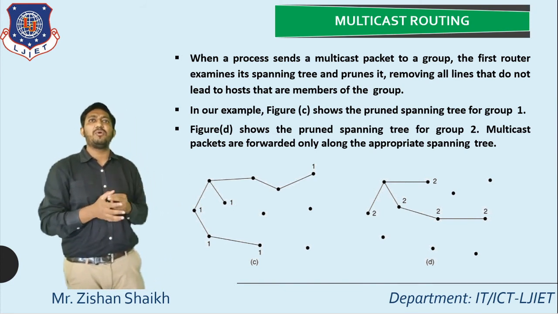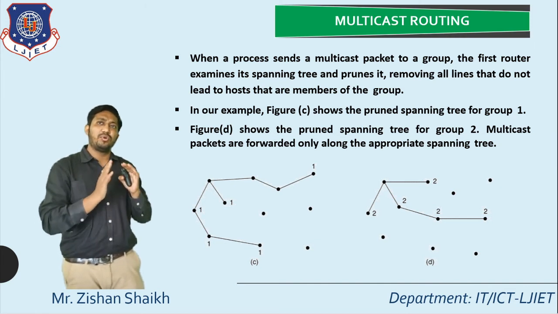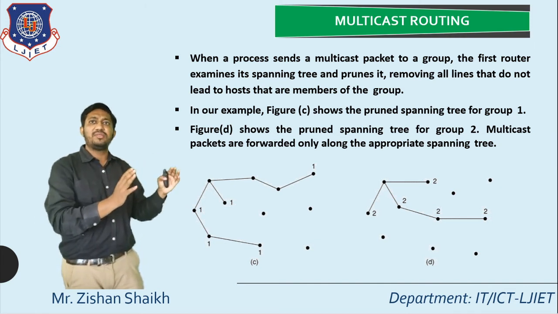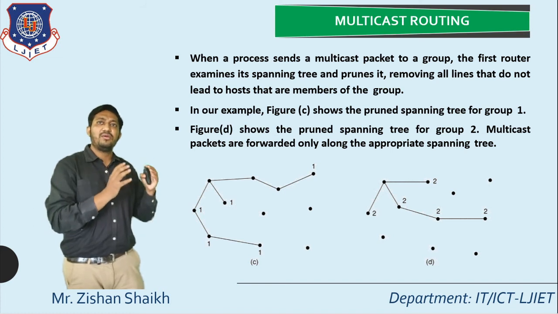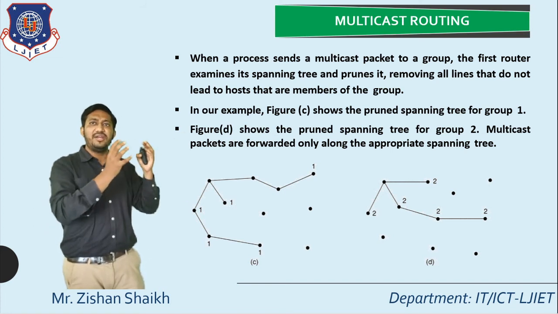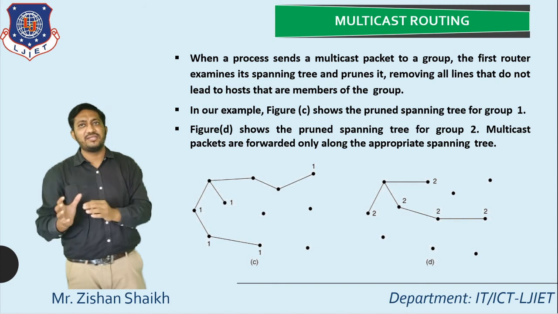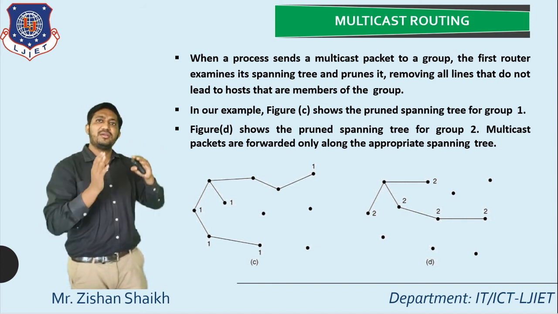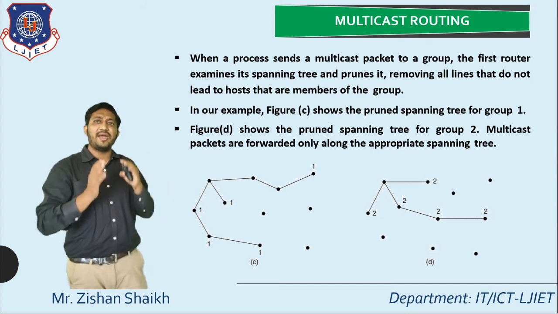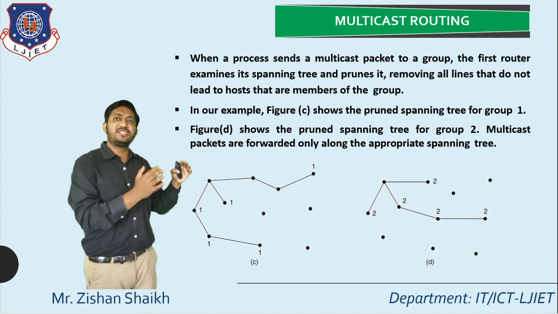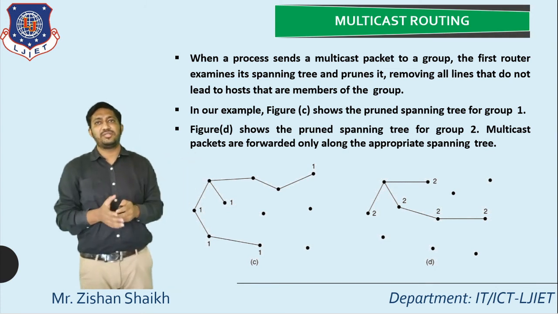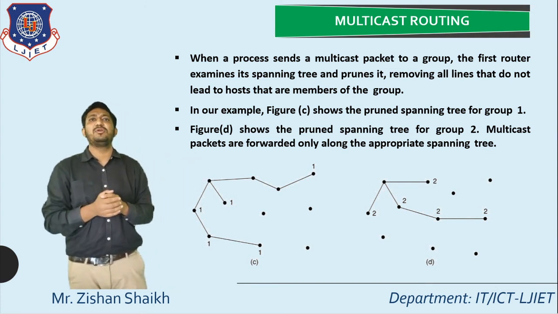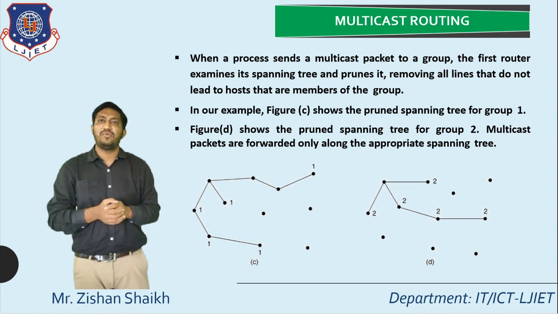So when we are talking about multicast routing, we have to create a number of groups. Those groups tell which destination is interested in which type of messages. According to that, we provide a spanning tree, and that spanning tree decides the route by which the data packets are received at the particular destination. So this is all about how the multicast routing algorithm works.